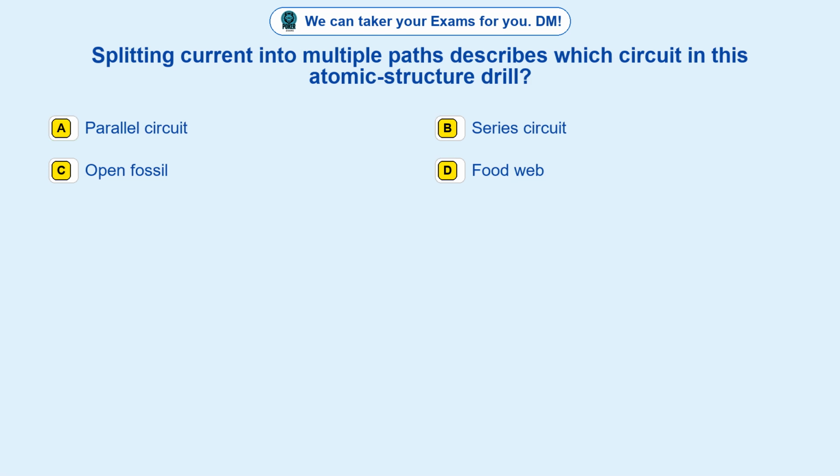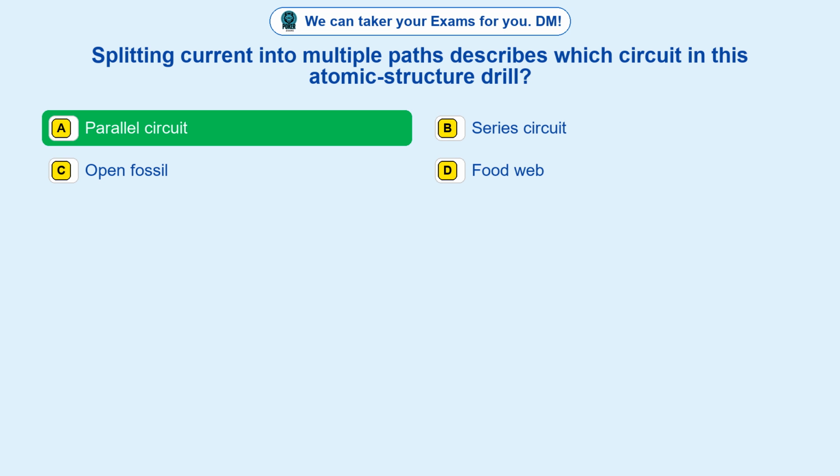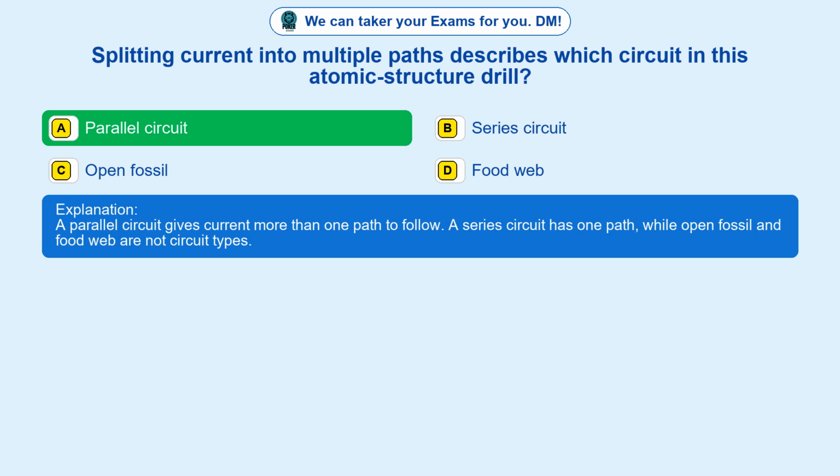Question 72. Splitting current into multiple paths describes which circuit in this atomic structure drill? Option A, parallel circuit. Option B, series circuit. Option C, open fossil. Option D, food web. The correct answer is option A, parallel circuit. A parallel circuit gives current more than one path to follow. A series circuit has one path, while open fossil and food web are not circuit types.